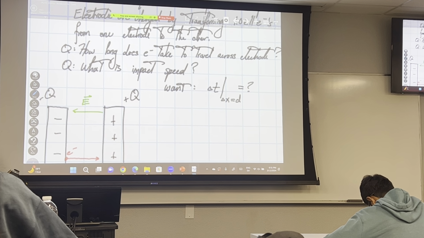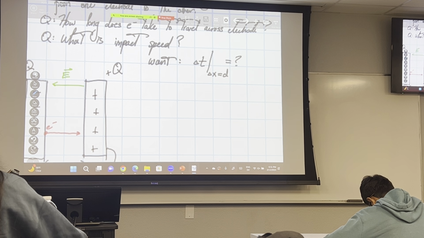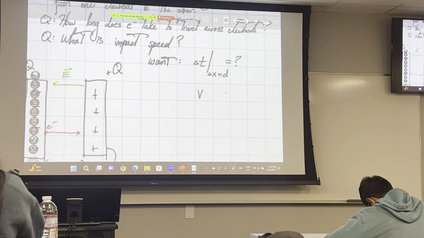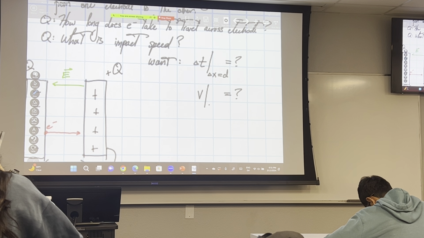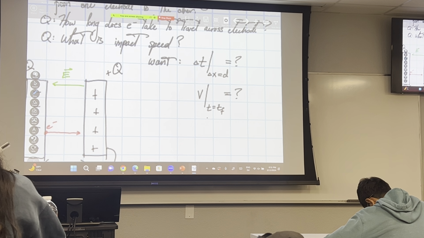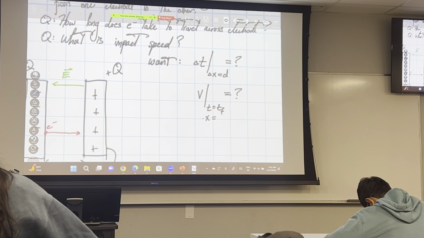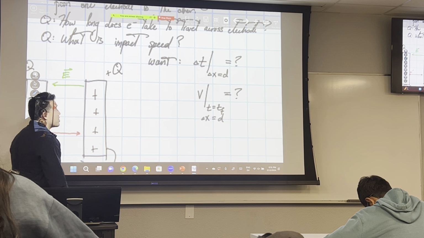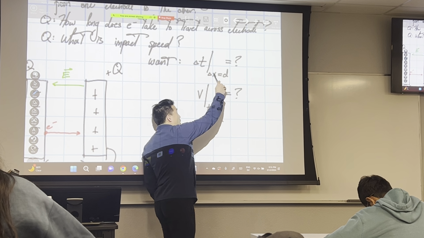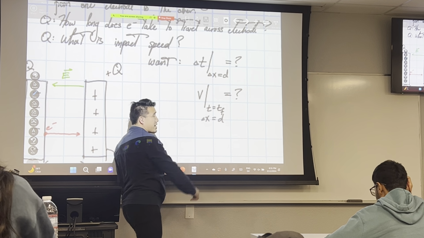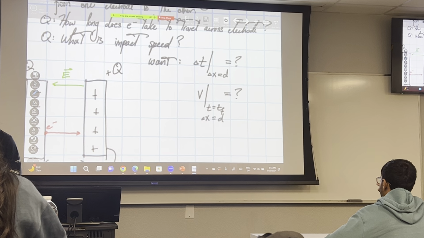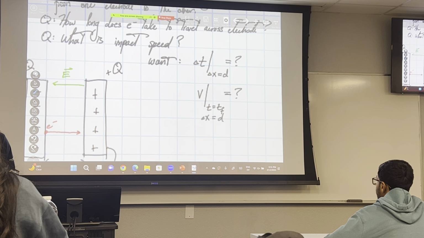What about the second question? We want to know the impact speed. We want to know v. The speed is v. V is equal to what? But v corresponding to t equal to t final, or delta x is equal to d. So notice, in these scenarios, we have the condition delta x is equal to d. This is what we want to be focusing on.